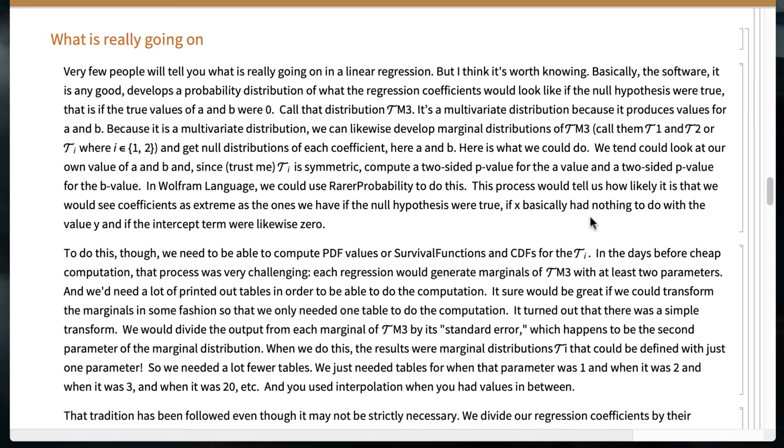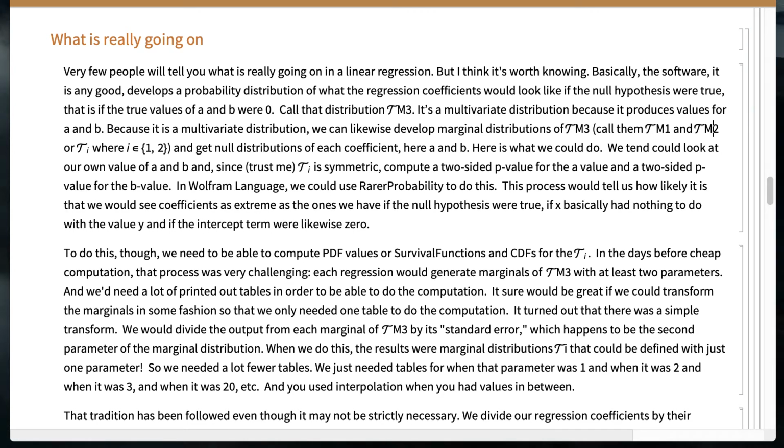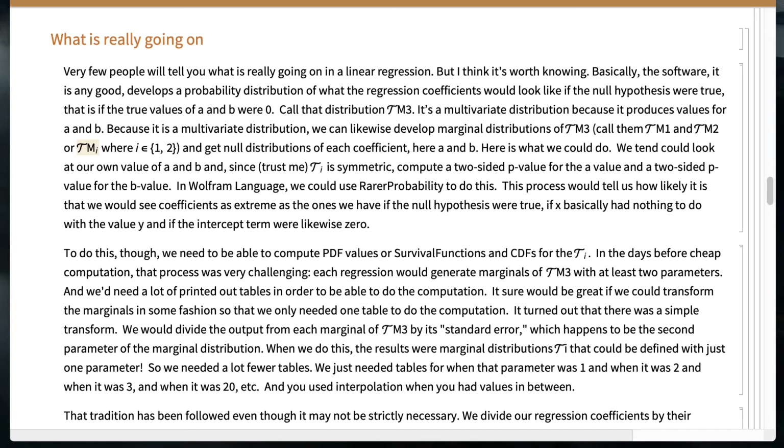So it's a multivariate distribution because it's going to pop out values for A and B. That's its job. It just produces values of A and B according to its internal operating methods. Because it's a multivariate distribution, we can develop marginal distributions of script capital T M3, and let's call those distributions T M sub I, where I, in this instance, is 1 to 2. And that'll give us null distributions of each coefficient, here, A and B.